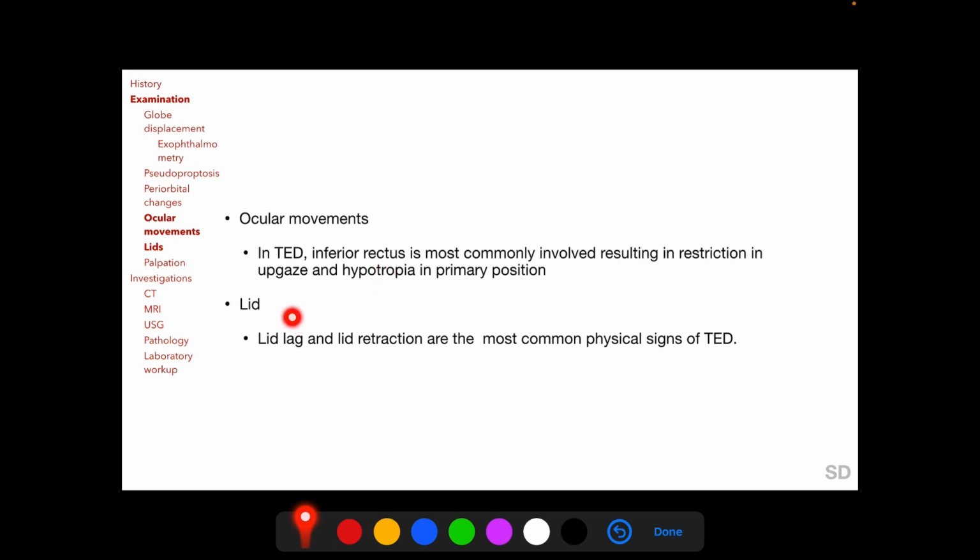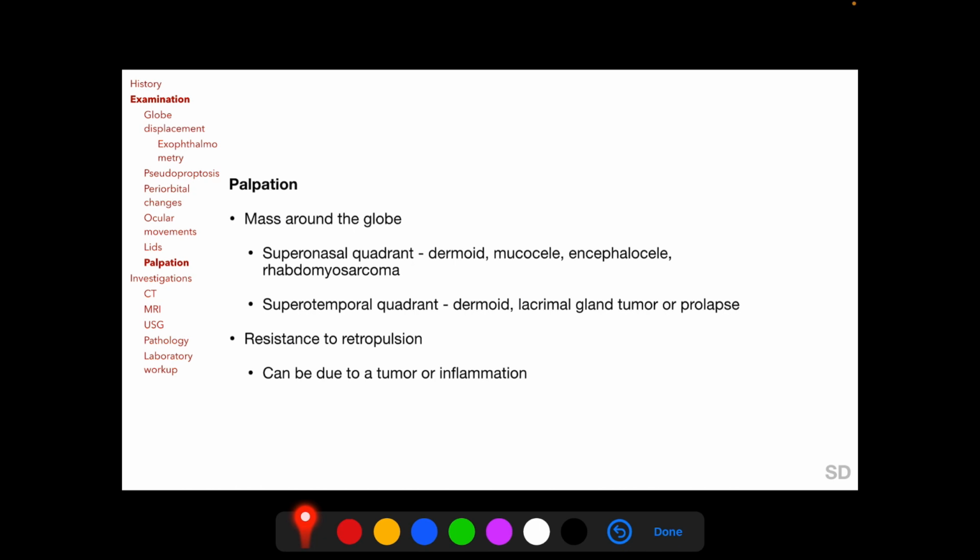Also, lid lag or von Graefe's sign and lid retraction are the most common physical signs of thyroid eye disease, and these are very important signs which need to be remembered. After inspection, we palpate around the globe for any mass lesion, and mass lesions in the superonasal quadrant can be dermoid, mucocele, encephalocele, or rhabdomyosarcoma.